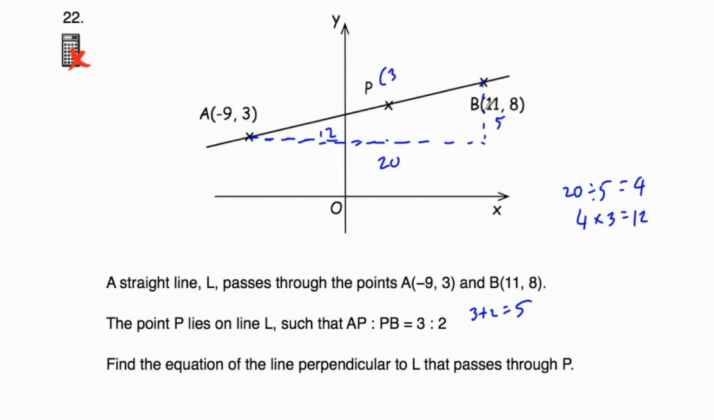And then in terms of the rise, well, the whole rise is 5. We divide that by 5, so 5 divided by 5 is equal to 1. And we're going to times that by that number in the ratio, 3. So 1 times 3 is equal to 3.